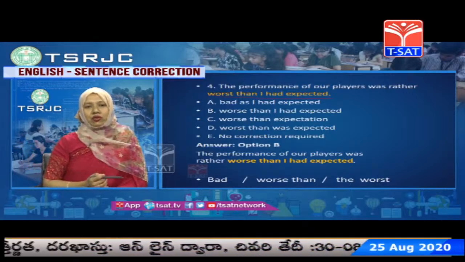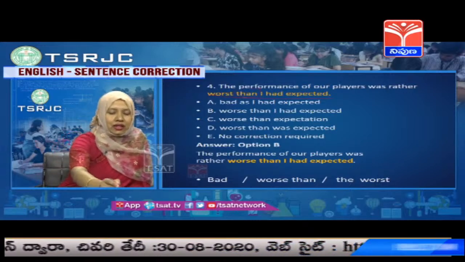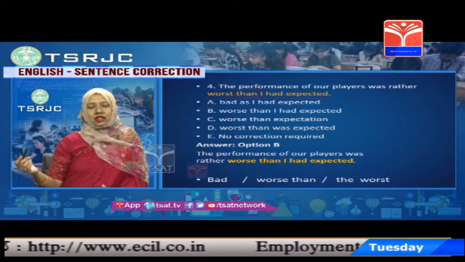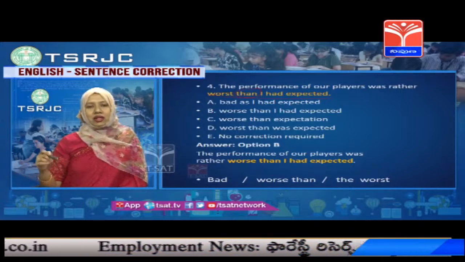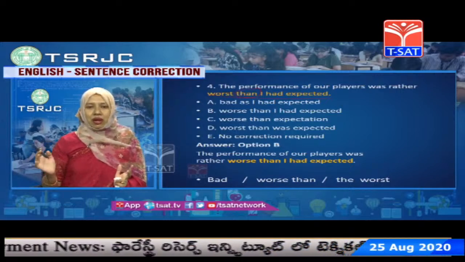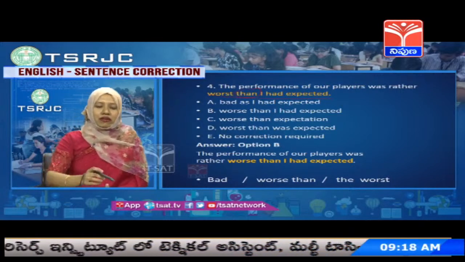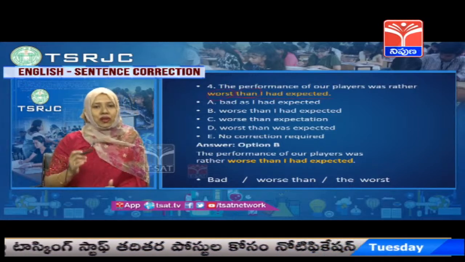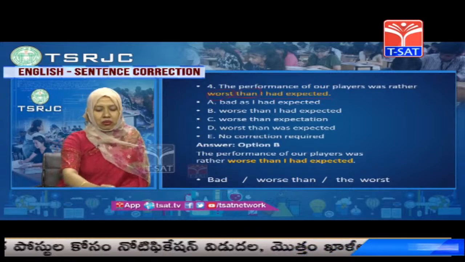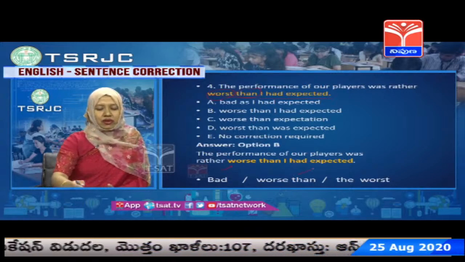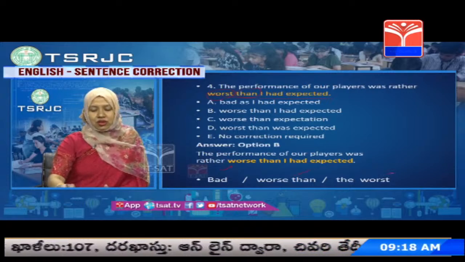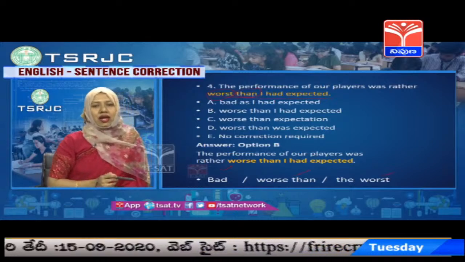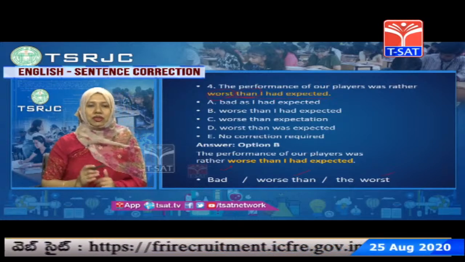Just now I have explained to you, whenever than is there, than is used in comparative degree. After greater than, shorter than, longer than, after the adjective you use than to show comparison. Here worst is the superlative degree. Bad, positive degree; worse, comparative degree; worst, superlative degree. So, superlative degree and than cannot go together. There is a mistake here.